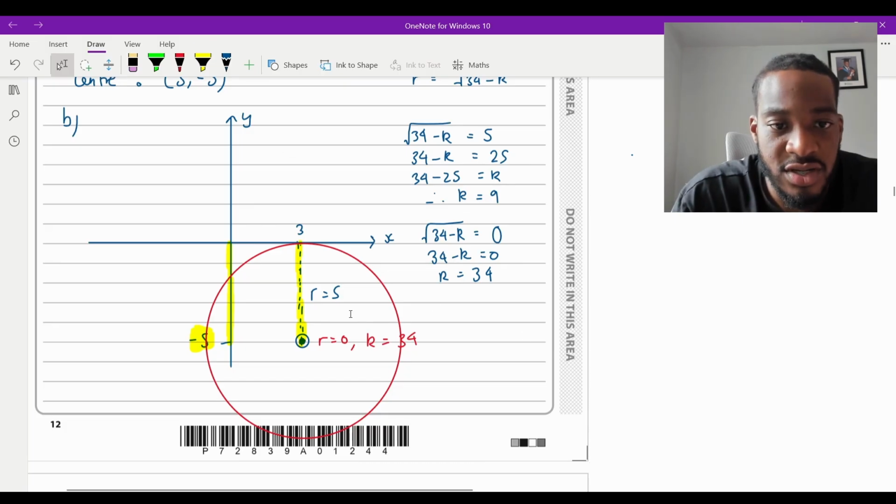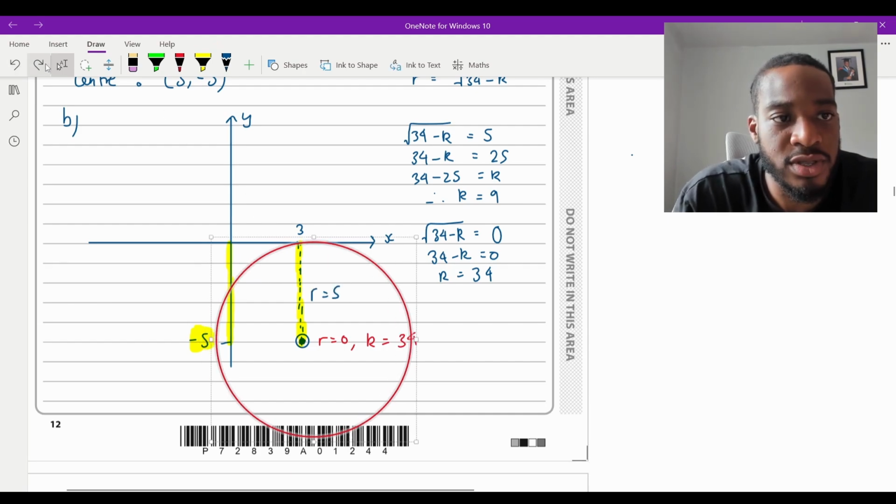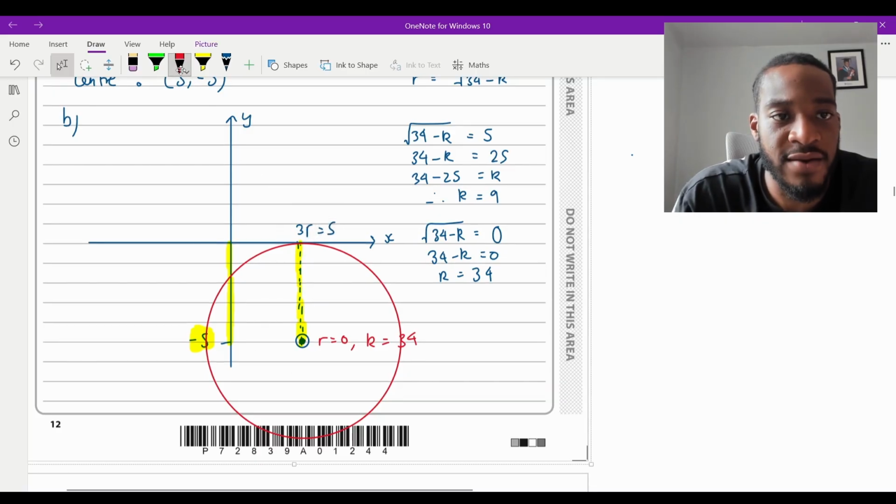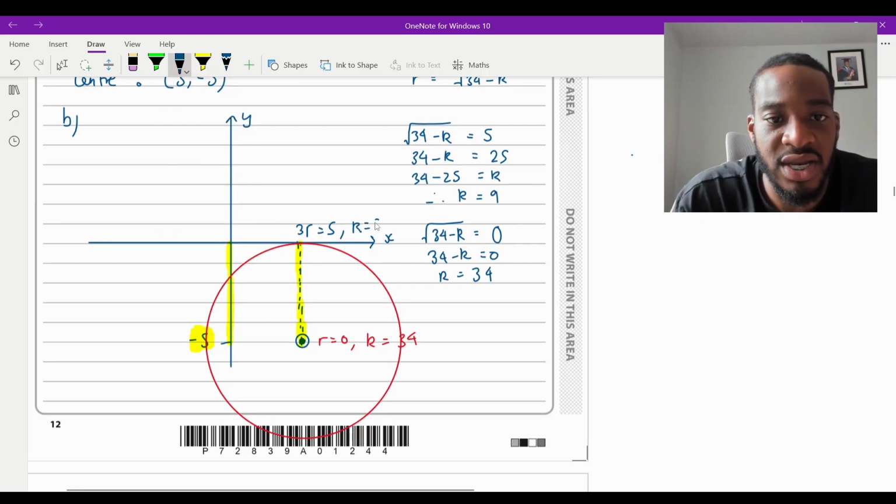Put this here. The radius is 5 here, right? Let me put this on top here. The radius is 5 here, the red circle, and we know that the value of k for when that happens is when it's equal to 9. So you can see quite clearly.